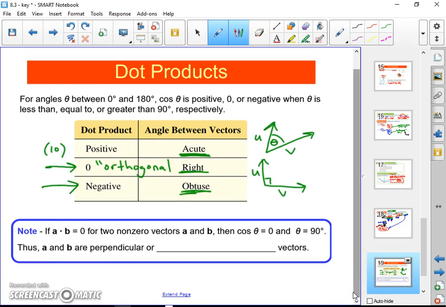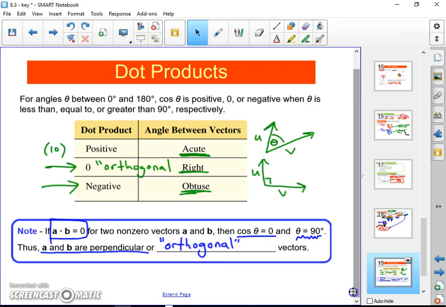So I've already talked about this, but if the dot product is 0, then that's going to end up making cosine theta equals 0. And you can solve that equation to find a 90-degree angle. We're talking about perpendicular vectors. And that's where this word orthogonal comes in. Orthogonal. Talking about perpendicular vectors.